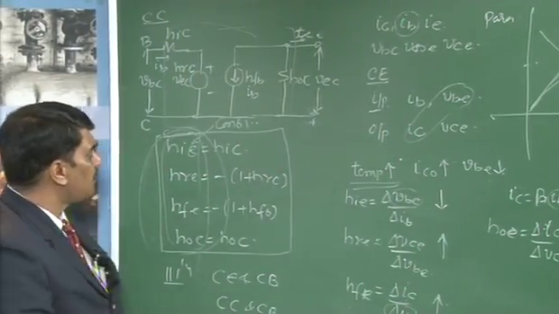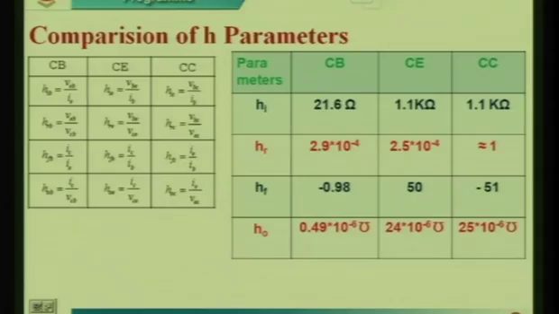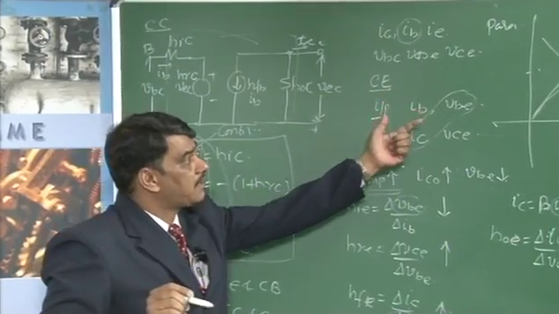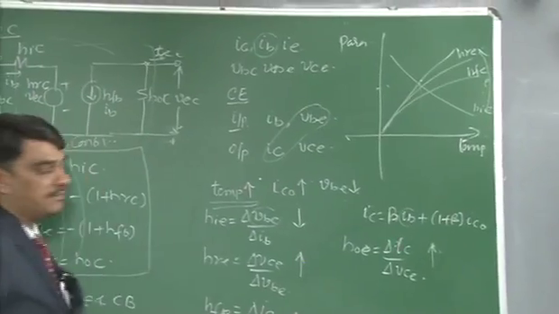The other factor is that the parameters also depend on IC, because the values given in this table are specified at a particular current, IC equal to 1.3 milliamperes. If the collector current IC varies, then the H parameters also vary, like with temperature.